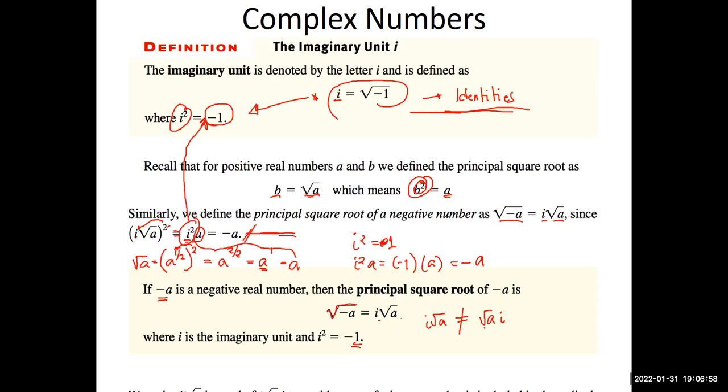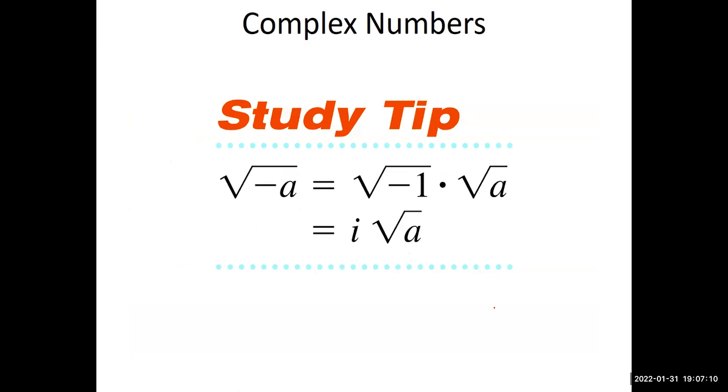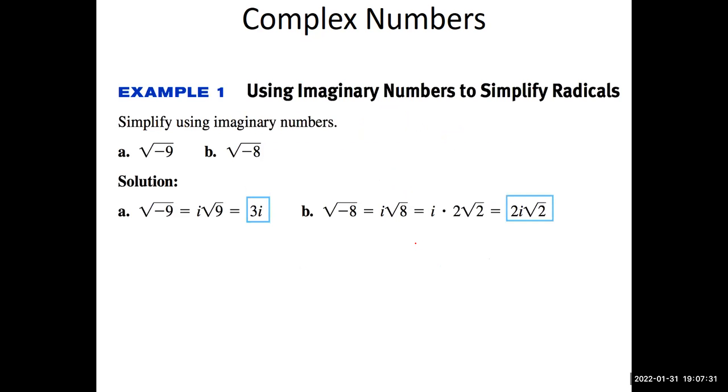Kasi dito sa radical sign, ang included lang dito ay yung A, hindi yung I. So kaya inuuna natin yung I before the radical sign. Now, this is a study tip. Just remember this one, that the square root of negative A is equal to the square root of negative 1 multiplied by the square root of A, and also equal to I square root of A.